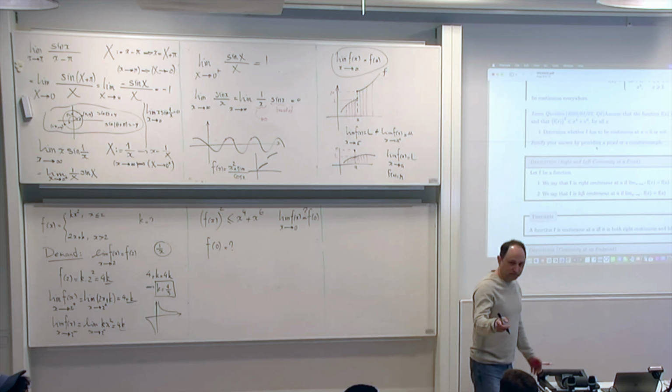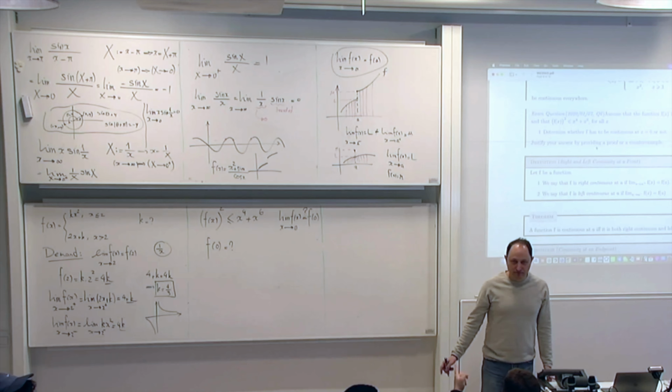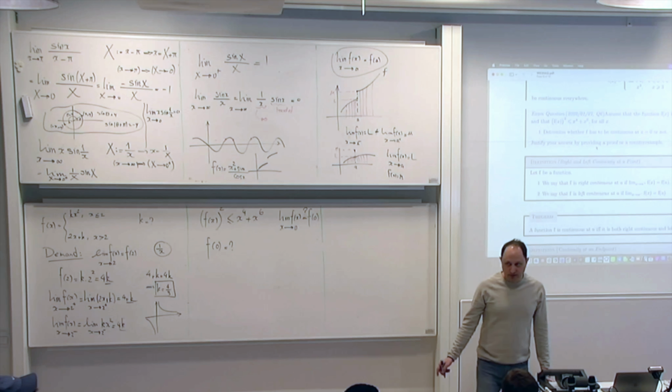Yes? The right hand side is equal to 0 and the left hand side is less than or equal to that. And it's squared, so it can't be negative. So the only possibility is that it's equal to 0. Yes, very good.